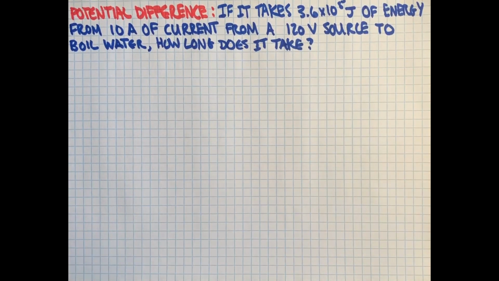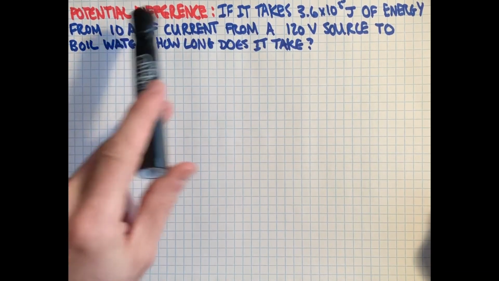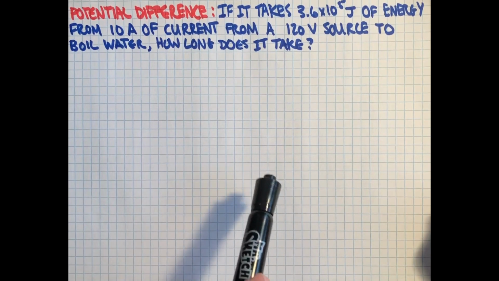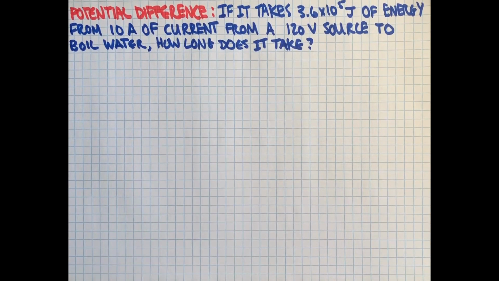And so what we're looking at here is we're giving you the total. Well, how much energy does it take to boil this water? Well, we've got that here. And where's that energy coming from? Well, it's coming from some electrical source where we have 10 amps of current and a 120 volt source. That's like what you'd plug into your wall. And so we want to know then, well, how long does this take to happen?